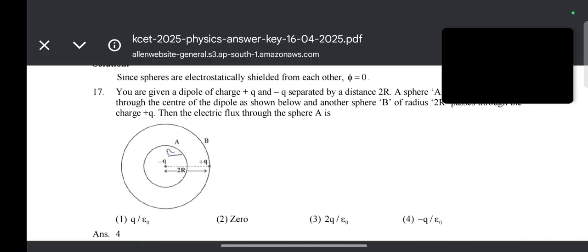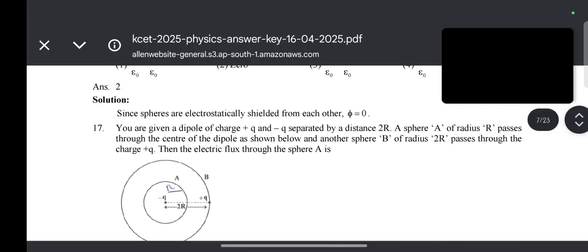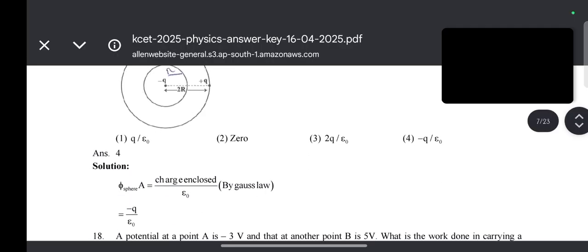In the 17th question, you are given a dipole of charges positive and negative q, separated by a distance 2r. A sphere A of radius r passes through the center of the dipole as shown below, and another sphere B of radius 2r passes through the charge plus q. Then the electric flux through sphere A is: q by epsilon naught, 2q by epsilon naught, or minus q by epsilon naught. By Gauss's law, flux through sphere A is equal to the charge enclosed by epsilon naught. Therefore it is equal to minus q by epsilon naught.